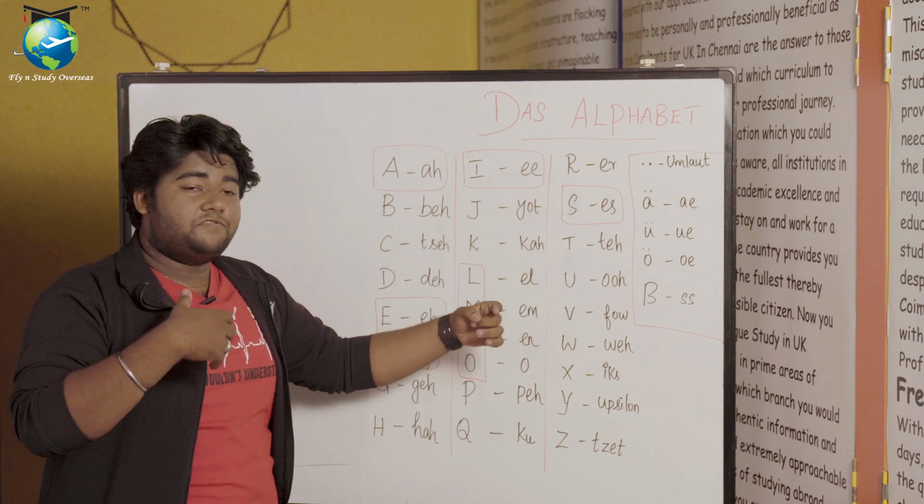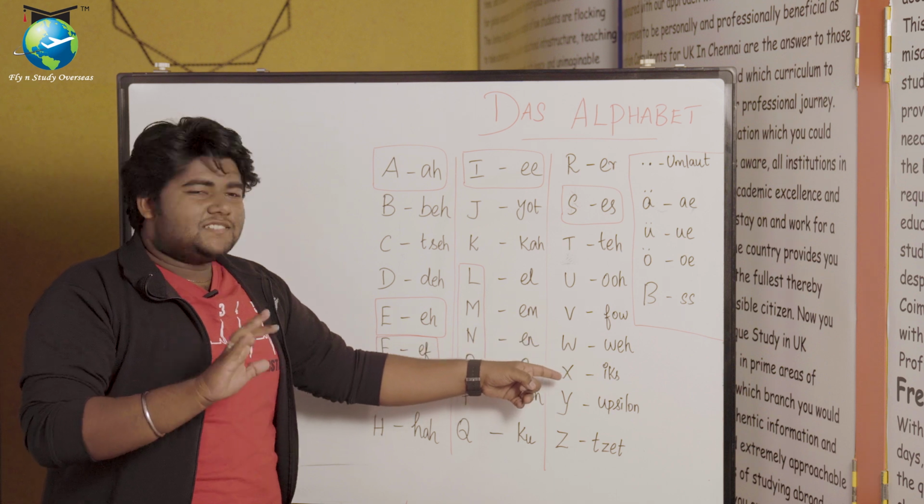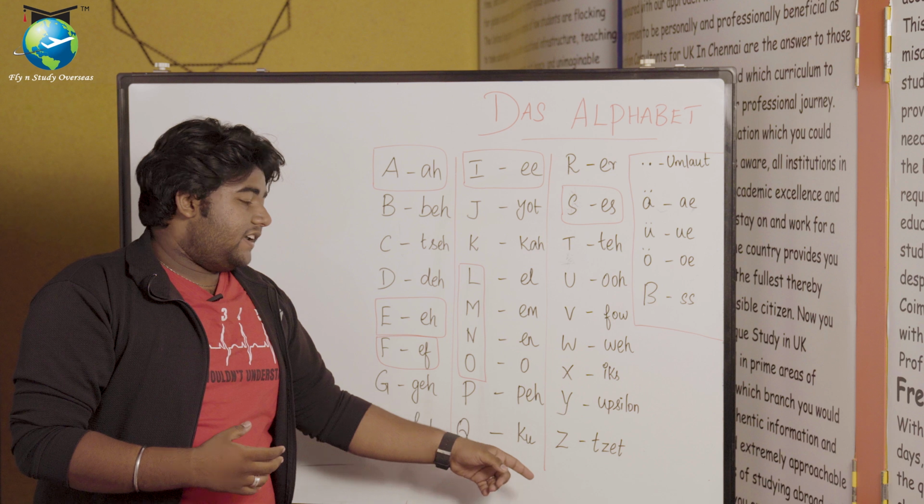For V, it is Fau. And for W, it is Ve. For X, it's X. For Y, it is Upsilon. And for Z, it is Set.